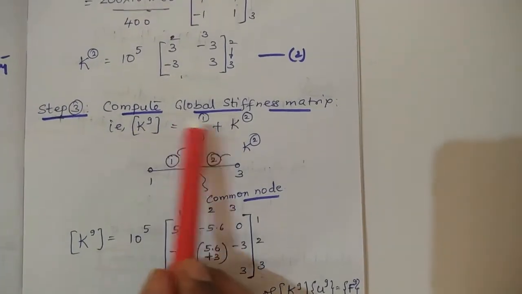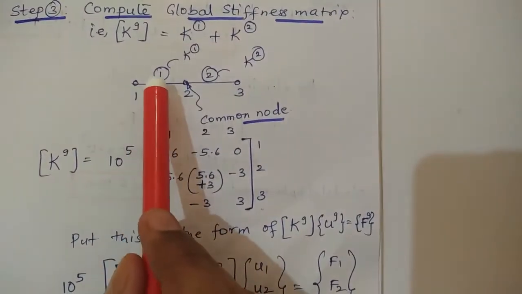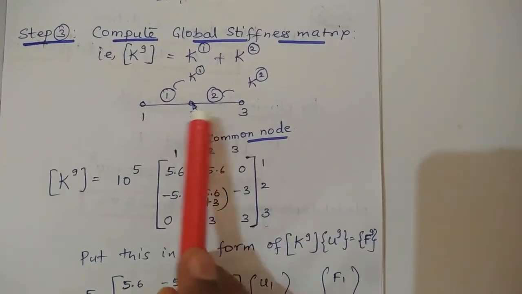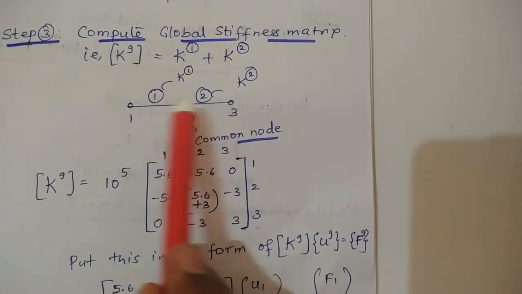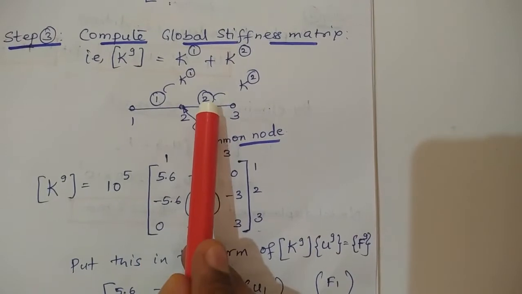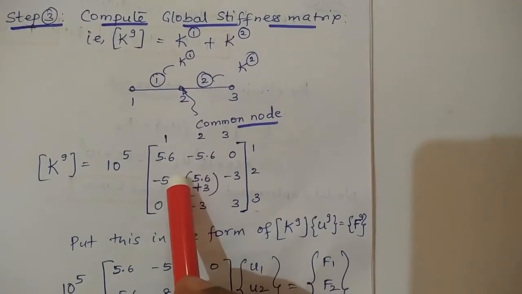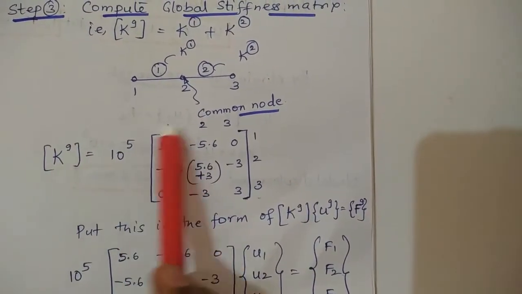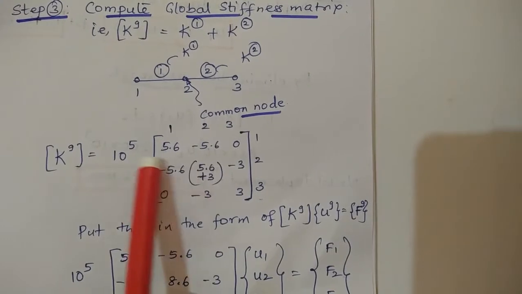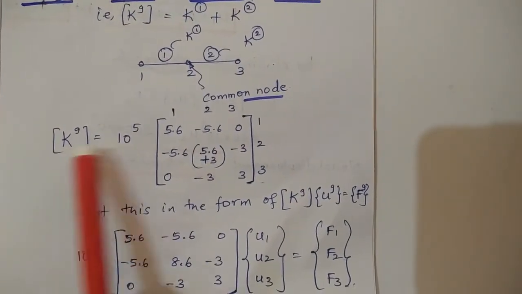You have to compute the global stiffness matrix by adding element stiffness matrices 1 and 2. How to do it? Have a look into it. 1 and 2 are the elements, 1, 2, 3 are the nodes. 2 is a common node between two elements. So you need to add the stiffness contribution of element 1 and element 2 when you come to node 2, which we have taught in the last sessions also in spring problems, FEM with spring problems, using the minimum potential energy theorem. Okay, K global I have to write.